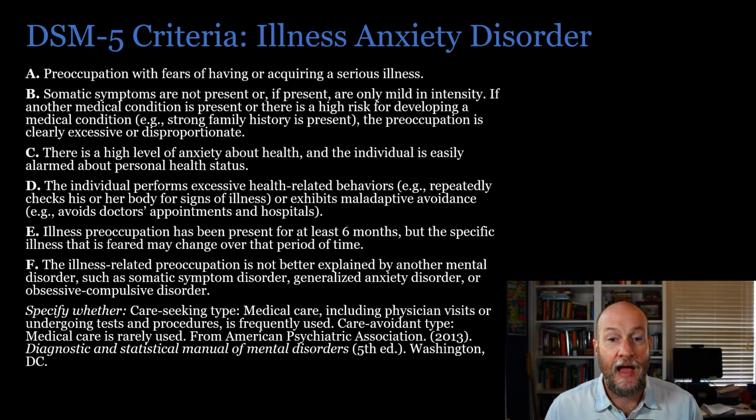And then they may, in an interesting way, exhibit maladaptive avoidance. They may be convinced they have an illness, and they're going to be told they have that illness, and therefore they avoid doctor's appointments and hospitals. So there are different manifestations of this. It has to be present for at least 6 months. Again, we want to say that this is a persistent issue and not just something acute that's going on. The actual illness that is feared may change or adjust over that period of time. The reason being, it's part of the rationalization process.